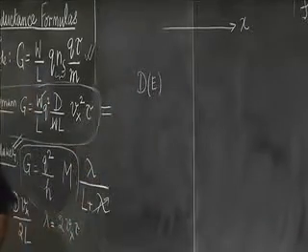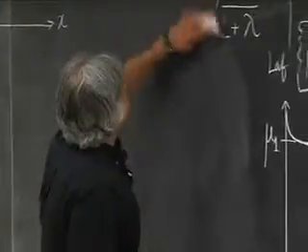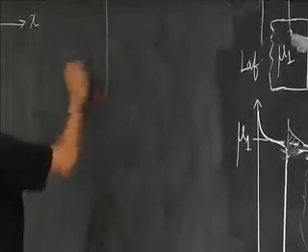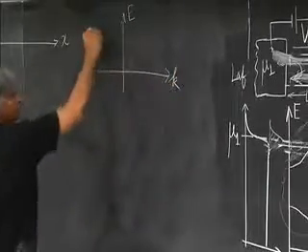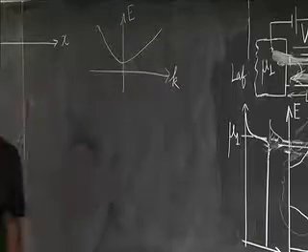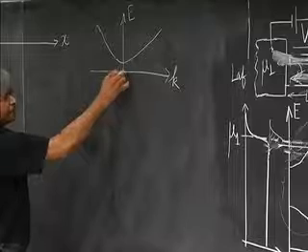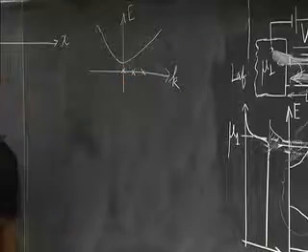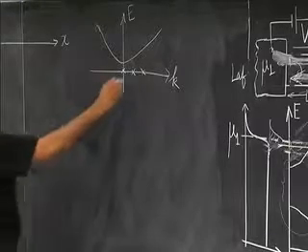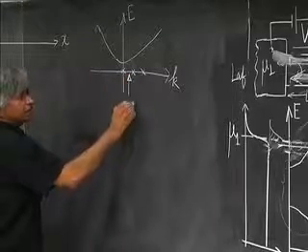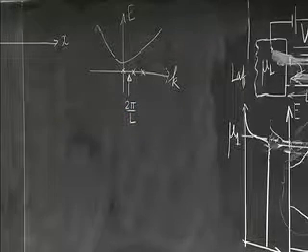And the way you do it usually is that you assume any EK relation, let's say, need not be parabolic, could be anything. And the idea is that if you put it in a box, then the allowed values of k are separated by 2 pi over L. Right? And that comes from imposing these periodic boundary conditions.